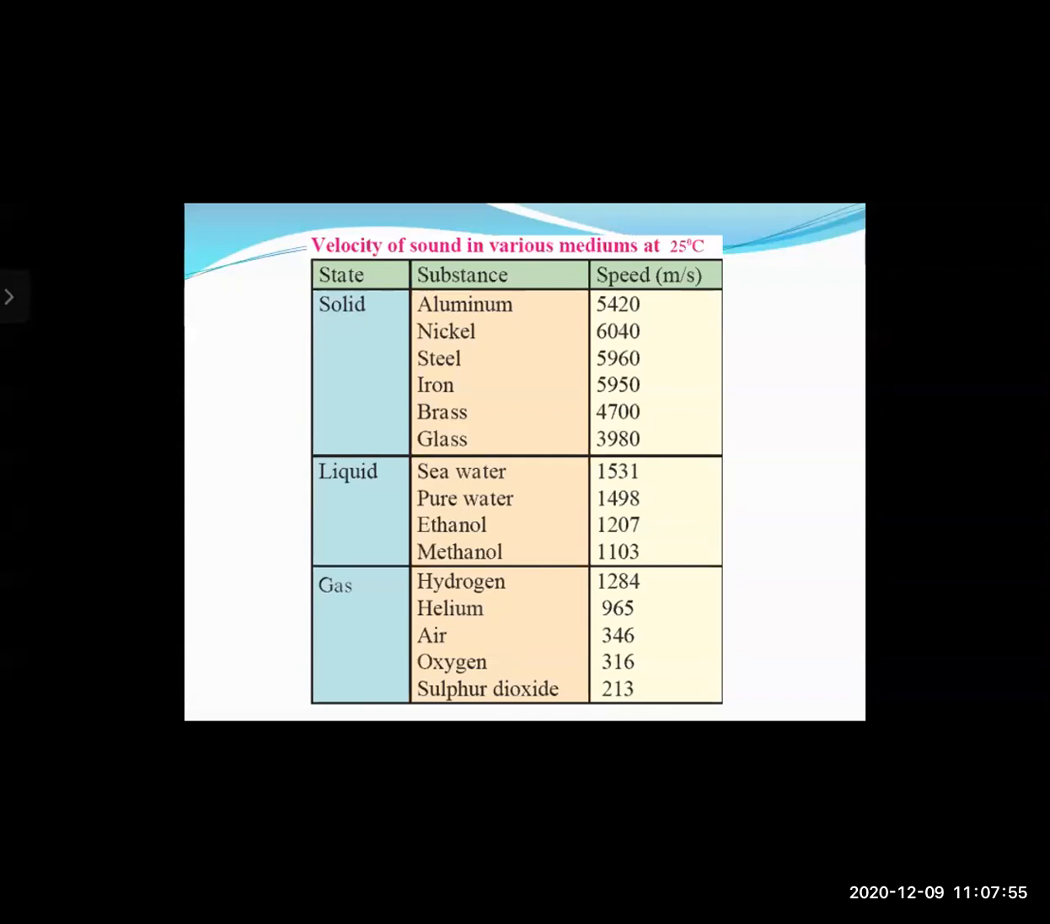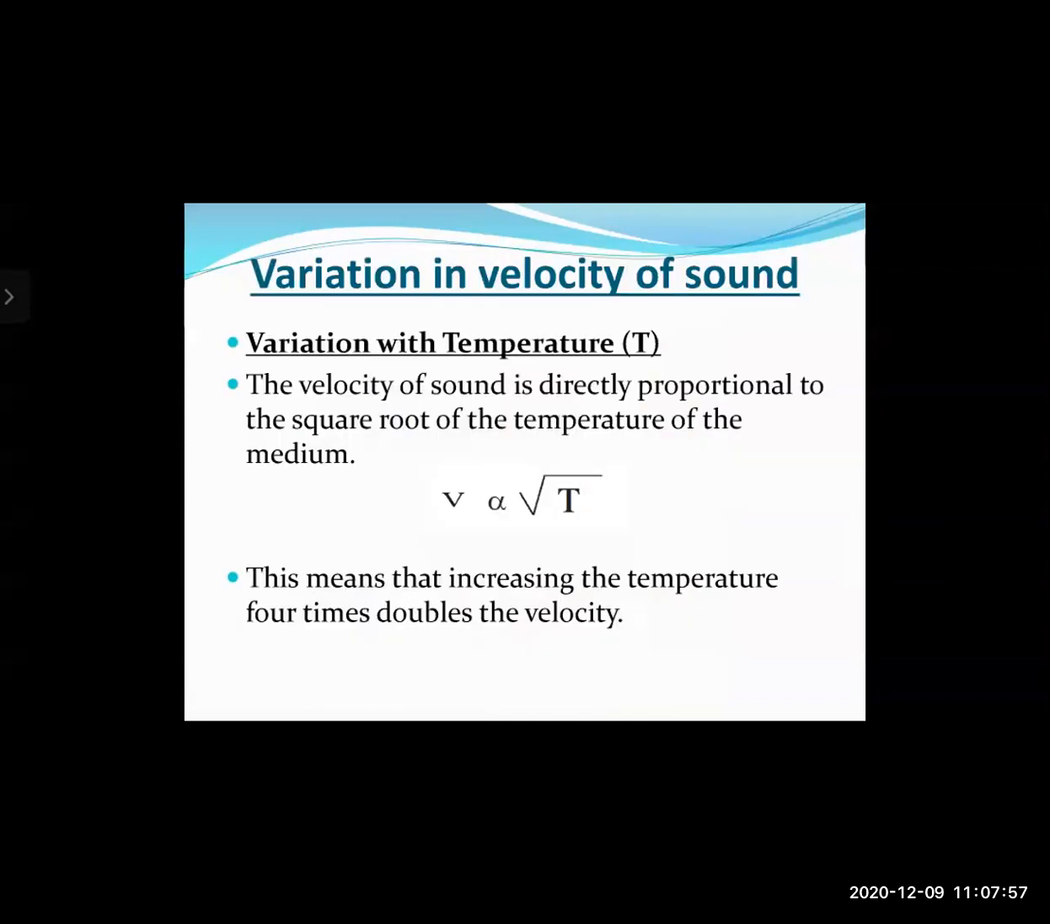Now let us move on further. The velocity of sound changes with changes in the physical conditions, and the most important is the variation of temperature. The velocity of sound is directly proportional to the square root of the temperature of the medium. You can see the formula: velocity is directly proportional to the square root of the temperature. This means that increasing the temperature 4 times will double the velocity of the sound.